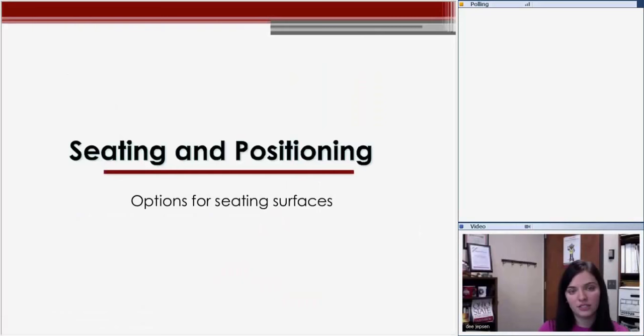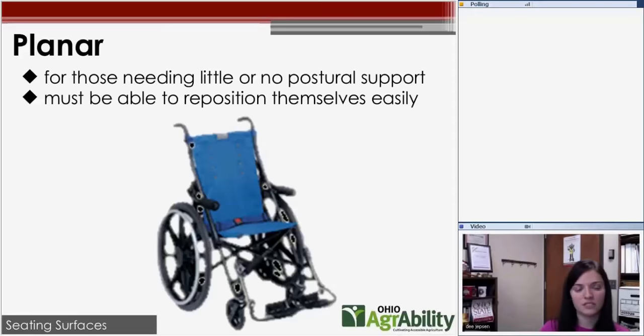Seating and positioning is our next topic, and we're going to go over the different types of seating surfaces there are and the different types of wheelchairs we discussed. The first is your typical planar or flat surface. This is what you see in most typical manual off-the-shelf chairs. This is for those who don't need any postural support, are able to sit upright, and are able to reposition themselves easily, so someone who has the ability to use their upper extremities pretty well to lean side to side to allow for pressure relief.